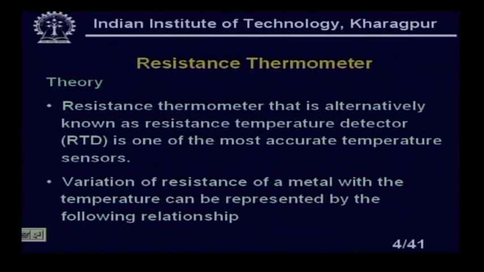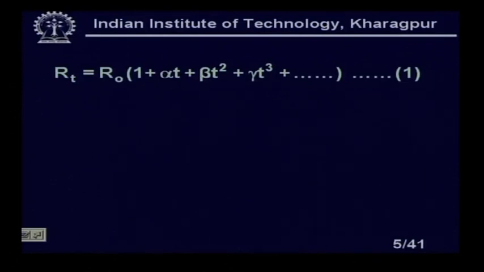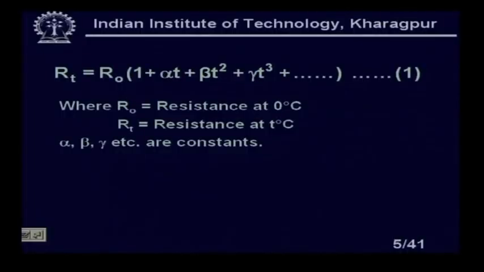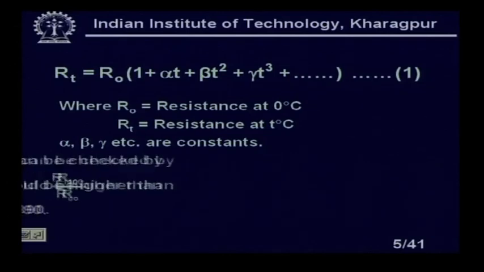The variation of resistance of a metal with temperature can be represented by the following relationship. R_T equals R_0 (1 plus alpha T plus beta T squared plus gamma T cubed plus so on). This is equation number 1 of resistance thermometry. This is the basic equation, where R_0 is the resistance at 0 degrees centigrade, R_T is the resistance at T degrees centigrade, and alpha, beta, gamma, etc., are constants.